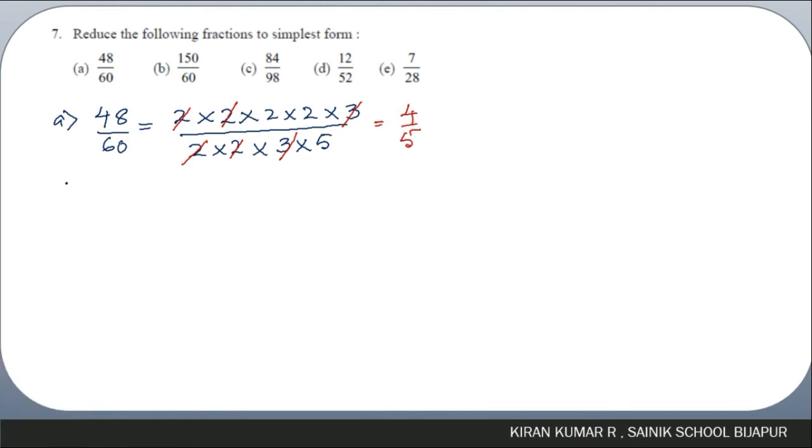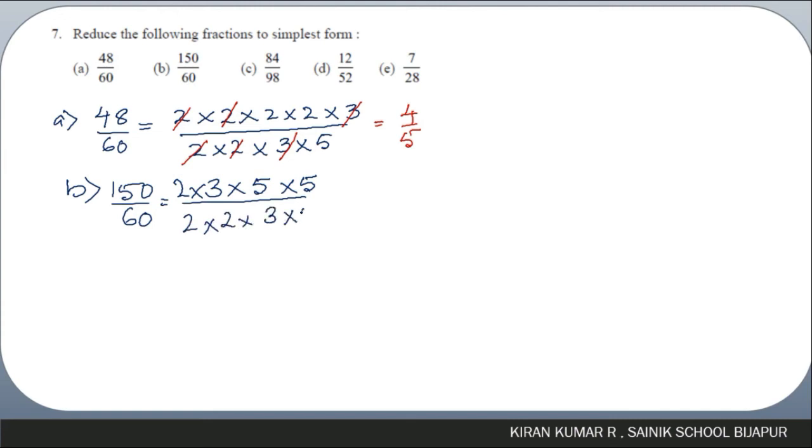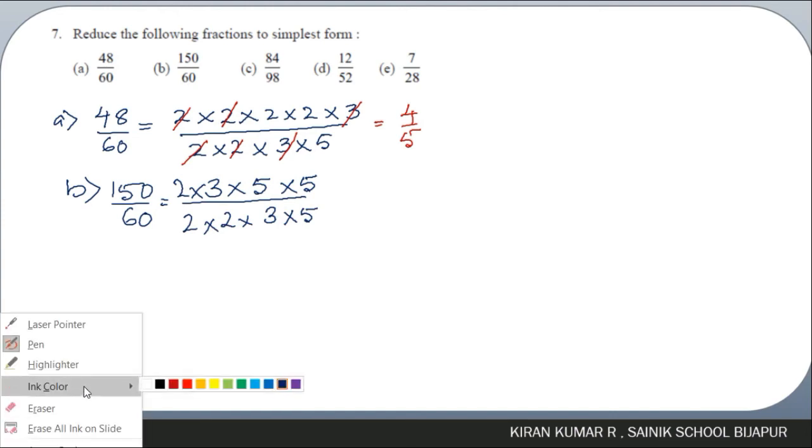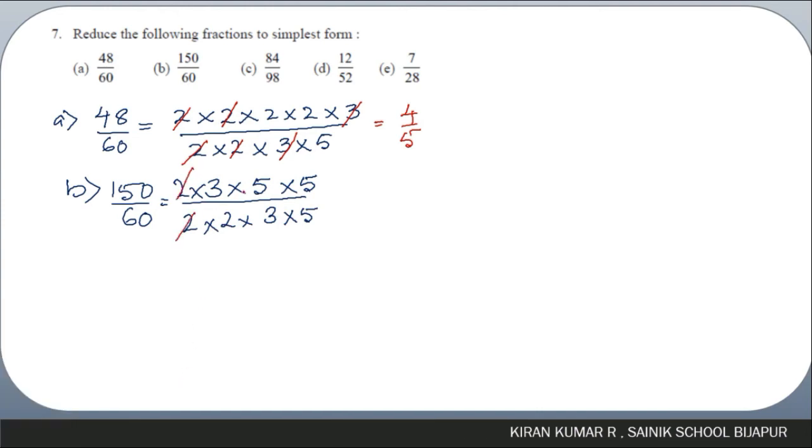Next, B, 150 upon 60. 150 is nothing but 3 multiplied by 5 multiplied by 5 multiplied by 2, divided by 2 multiplied by 2 multiplied by 3 multiplied by 5. Here you can observe 2 gets cancelled, 3 gets cancelled, 5 gets cancelled, and 5 by 2 remains. 5 by 2 is the simplest form. This is one of the methods.